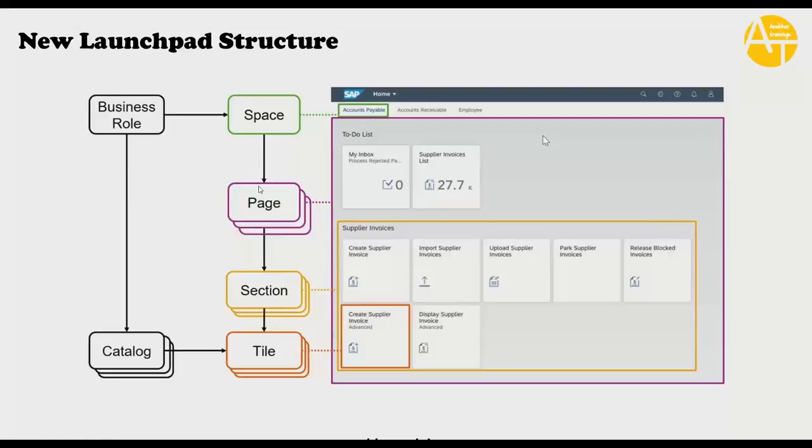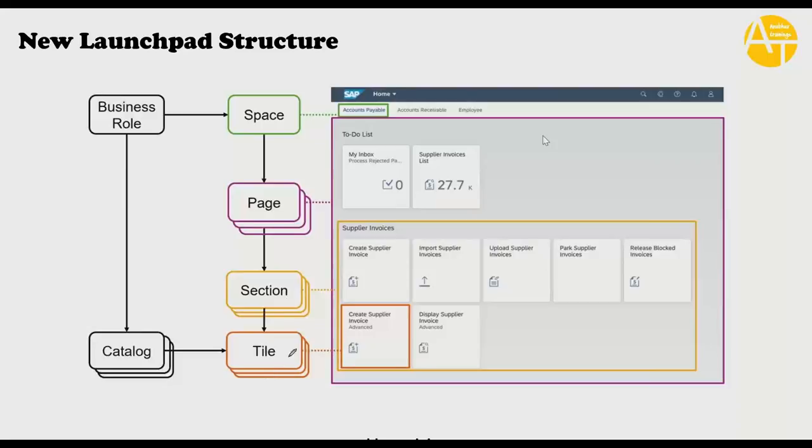Then we have a page concept inside a space. We have got triple level modularization. So one group is now replaced by these three things. Inside a space we have the concept of page, so we can have multiple pages inside a space. Then inside the page, we have sections. And finally, at the end of section, we have the tiles.